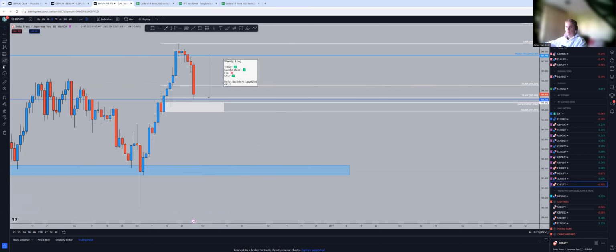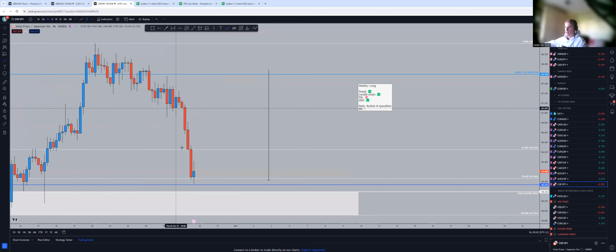CHF JPY daily. We didn't tap yet the daily zone of interest for a long, so we need to wait and see what we will have there, but it looks interesting. Impulse took a little bit longer to go to the downside. We will see on the 4 hour, impulse now, so diesel is potentially possible.